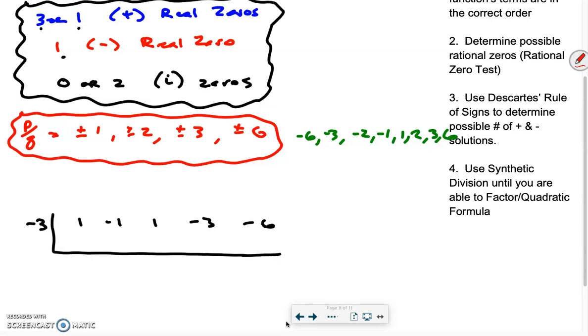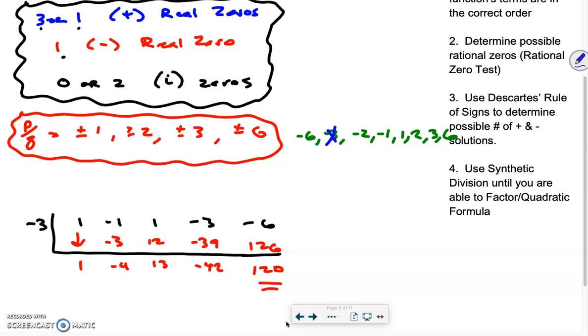And now synthetically dividing these out, I drop the 1, multiply to get -3, add to get -4, multiply to get 12, add to get 13, multiply, excuse me, I lost my spot, multiply to get -39, add to get -42. Here, multiply to get 126, add to get 120, and darn it, we missed. Oh, that's frustrating. We did not get 0.